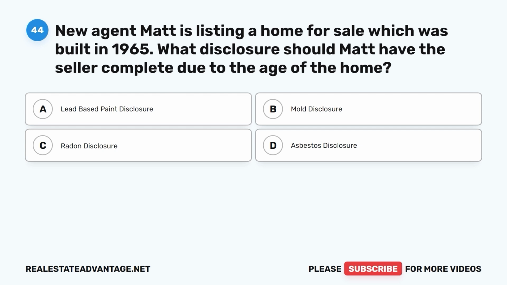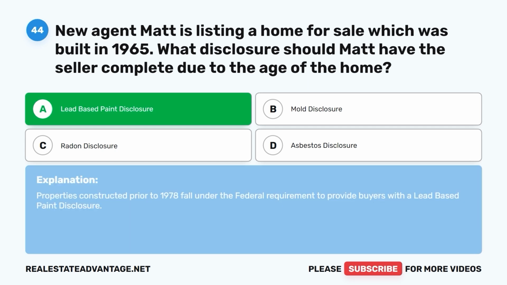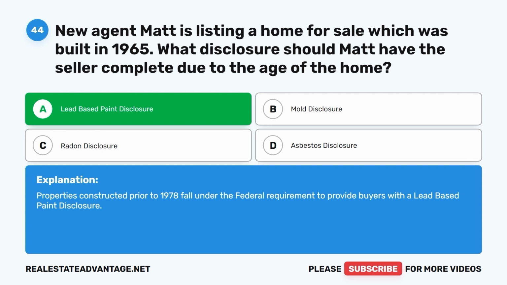Question 44. New agent Matt is listing a home for sale which was built in 1965. What disclosure should Matt have of the seller complete due to the age of the home? A. Lead-based paint disclosure, B. Mold disclosure, C. Radon disclosure, D. Asbestos disclosure. The correct answer is A. Lead-based paint disclosure. Properties constructed prior to 1978 fall under the federal requirement to provide buyers with a lead-based paint disclosure.